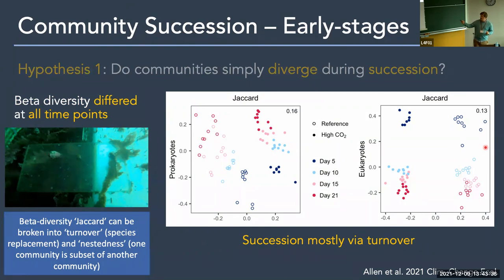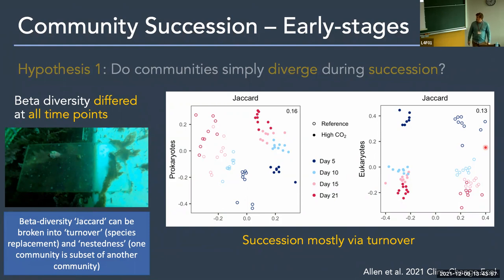So what we found on that first one was that we actually have a clear distinction in the community composition. So in case anyone is unfamiliar with this plot, if a point is close to another point, they are very similar in terms of the community. If they're further apart, they are more dissimilar. And so you would expect points from the same site to be close together. And if there's a big difference, they will be further apart.